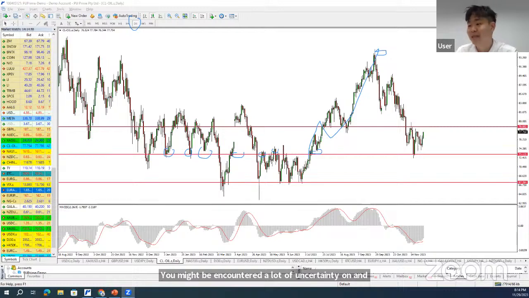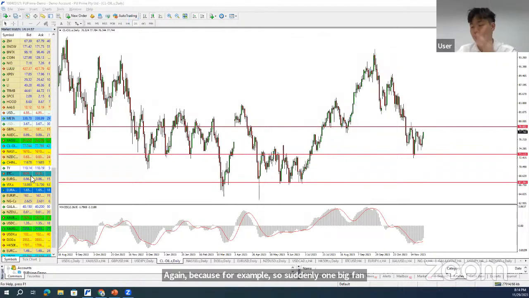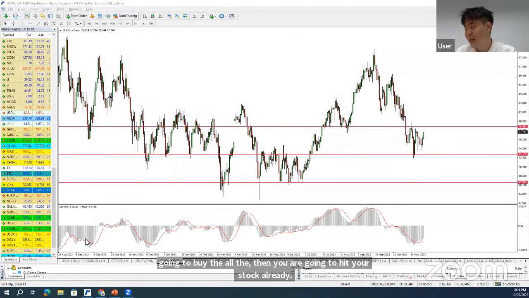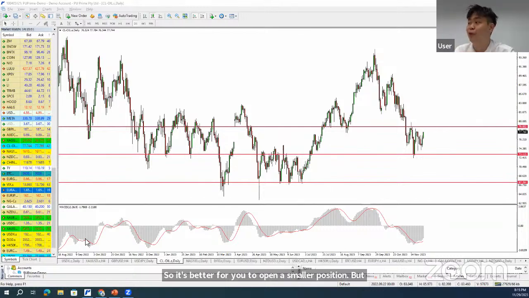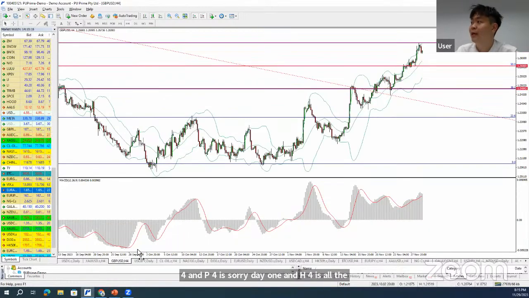For example, suddenly one big fund goes to buy the oil market, and then you hit your stop loss already. So it's better for you to open smaller positions but use a longer time frame to trade, because it can reduce the market noise. This will enhance your trading strategy. So Day 1 and H4 are considerations that we can focus on, and it needs some patience.